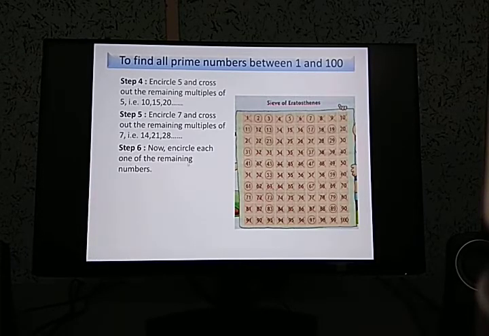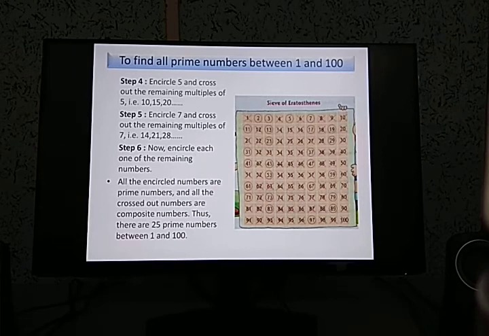Now encircle each of the remaining numbers. Whichever numbers are remaining which are not the multiples of 2, 3, 5 or 7, those numbers you have to encircle. So we'll find how many there are. There are in total 25 such numbers between 1 and 100 which are encircled. If you count it carefully, 1, 2, 3, 4, there will be 25 such numbers, and these are the 25 prime numbers between 1 and 100.